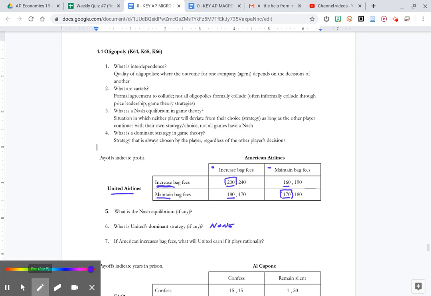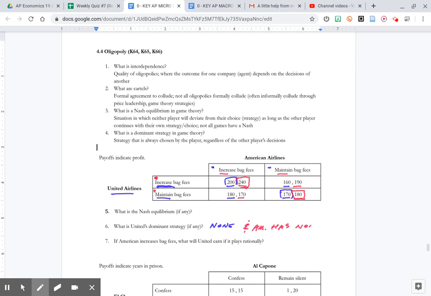Now let's take a look at it from the perspective of American Airlines. Now American Airlines thinks maybe they play and they say maybe United will increase its bag fees. Okay, so in that case, American can get 240 or 190. So what will they do? Well, they will go for the 240 and increase their bag fees. Now, what if, on the other hand, American thinks United is going to maintain? Well, they could get 170 or 180. So they will go for the 180 and they will maintain, right? So they'll maintain or they'll increase.